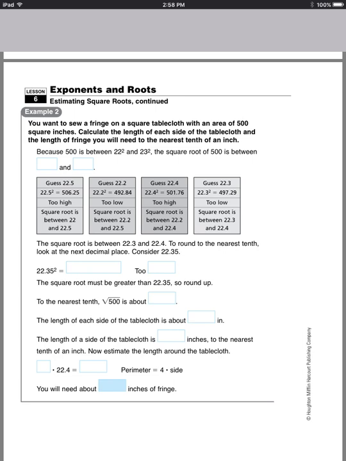You want to sew a fringe on a square tablecloth. I had to sew an arm on a stuffed animal this summer, and I am not a sewing person, and I can't believe I figured it out without destroying the stuffed animal. I was pretty proud of myself.